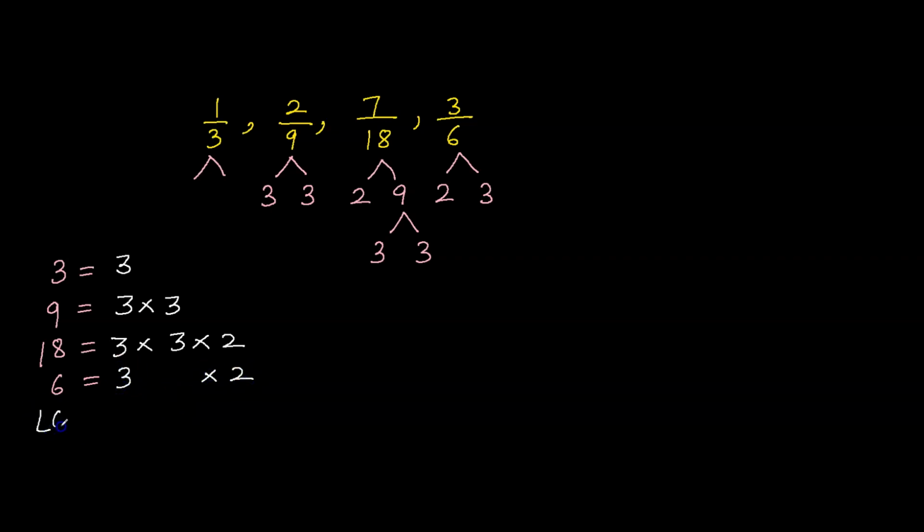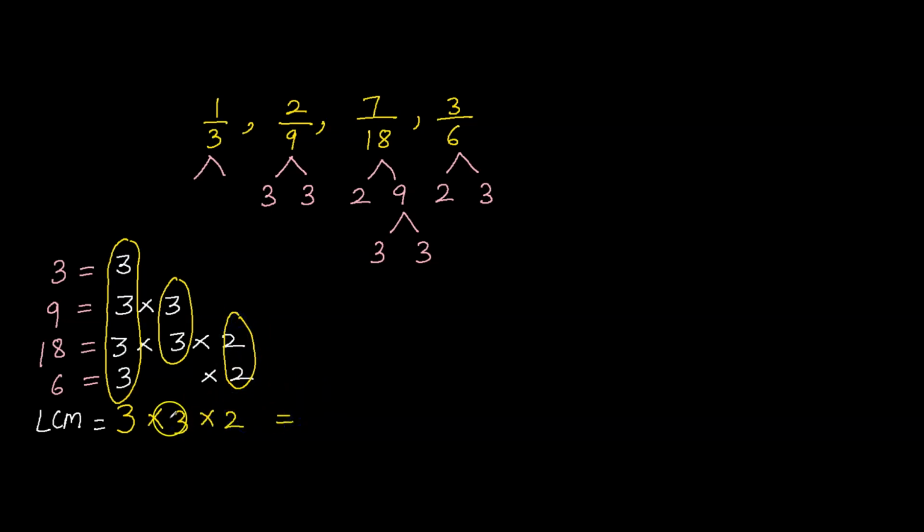And to find out the LCM, now we can simply group all these. So 3, then another 3, and then we have 2. So 3 times 3 times 2, 3 times 3 is 9, 9 times 2 is 18. So that means our LCM is 18.